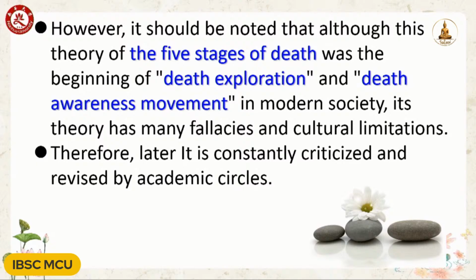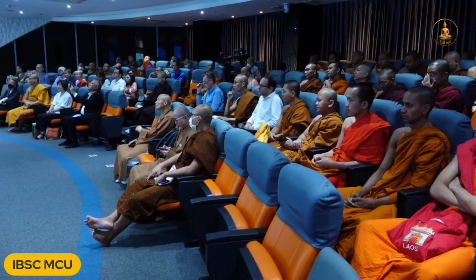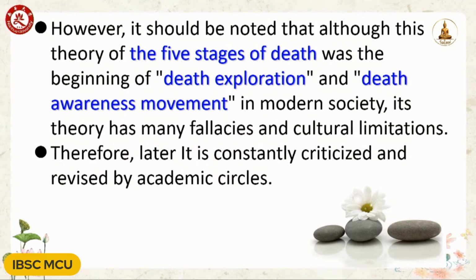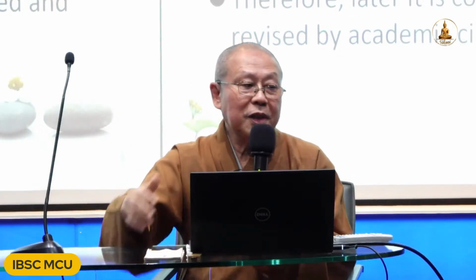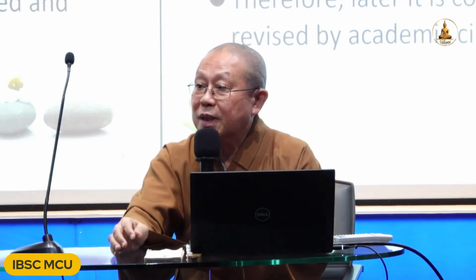However, it should be noted that although the theory of the 5 stages of death was the beginning of the death exploration and the death awareness movement in modern society, its theory has many fallacies and a cultural limitation, because her book is based on her interviews with 200 terminally ill patients in a Chicago hospital. So it has the cultural limitation. If you do the same research interview in a different country, in a different area, from a different cultural background, the result will be different.